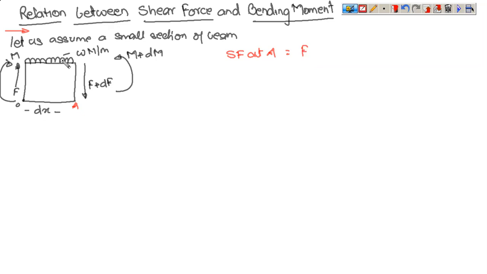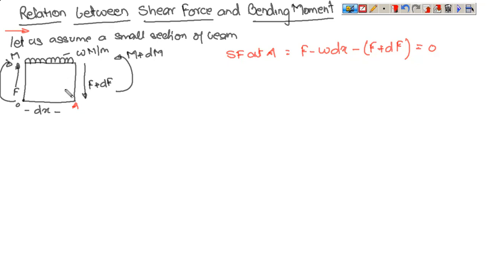Now this is UDL of magnitude W into dx acting over this length. This is minus W into dx because this is a downward acting force. And here you have a downward acting force of F plus dF acting here. So this is minus (F plus dF). As the entire system is in equilibrium, this has to be 0 because the beam finishes here. There is no other length associated with the beam.